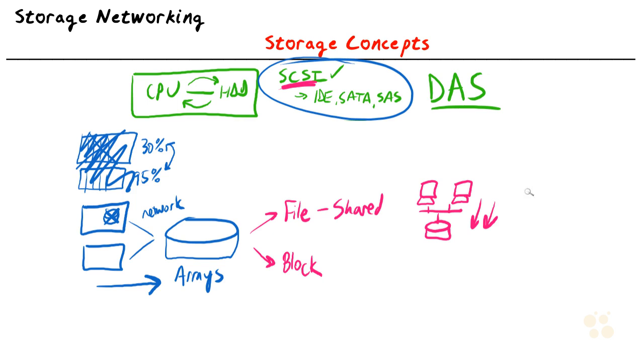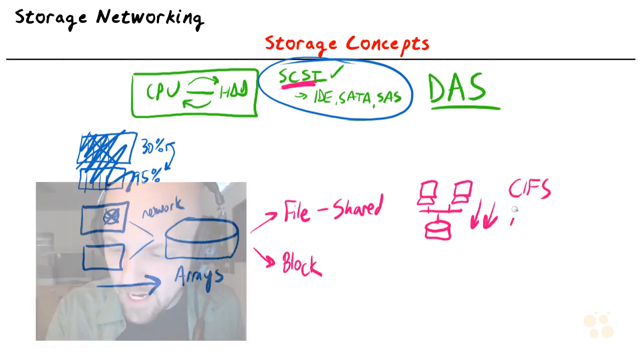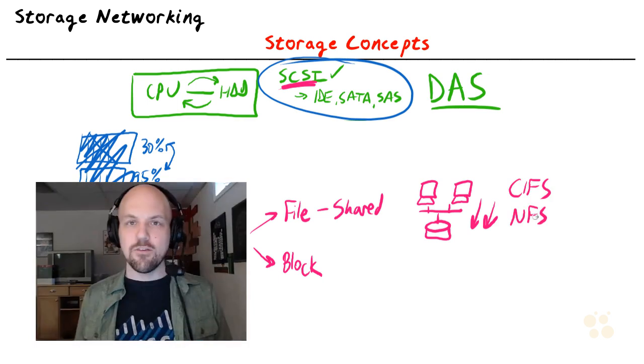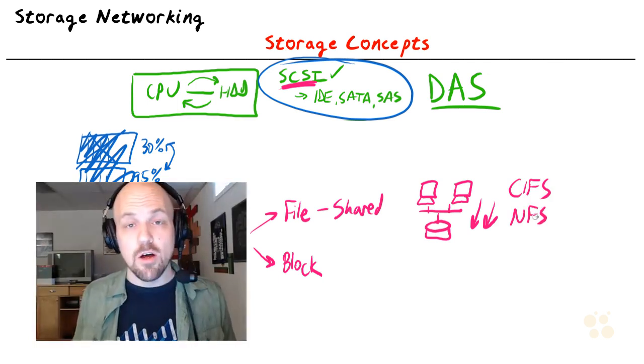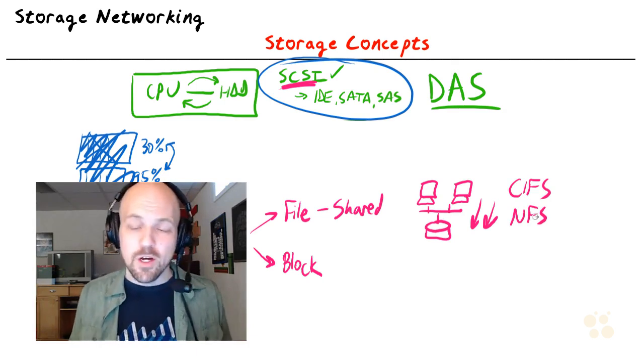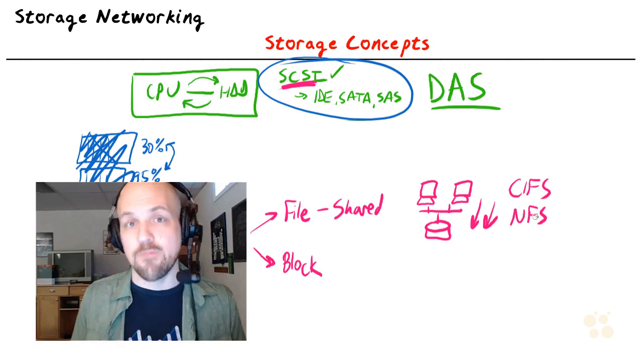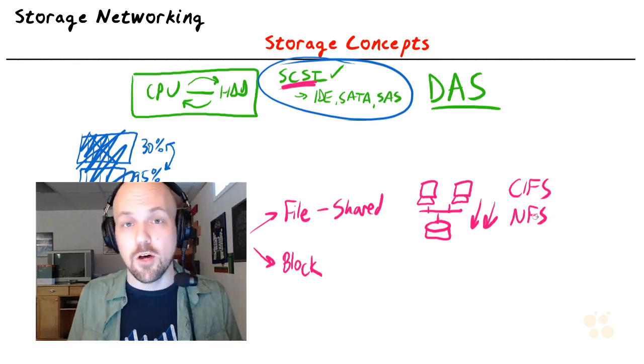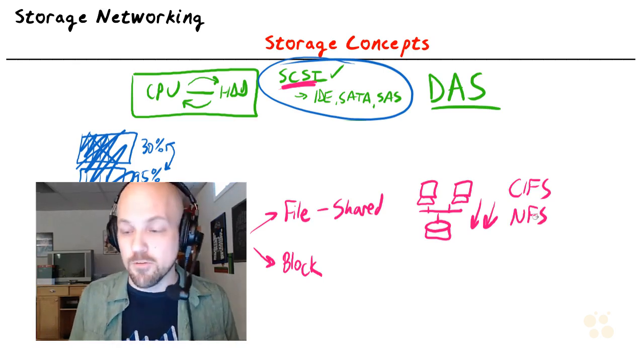Now, there are two different file level protocols we typically talk about. We talk about CIFS and NFS. Now, CIFS is a Windows-based protocol, and NFS is Linux-based. And these days, there's not a whole lot of distinction between the two. VMware environments will typically run NFS. Windows will typically run CIFS. So you pick the one that's right for your infrastructure and your environment.